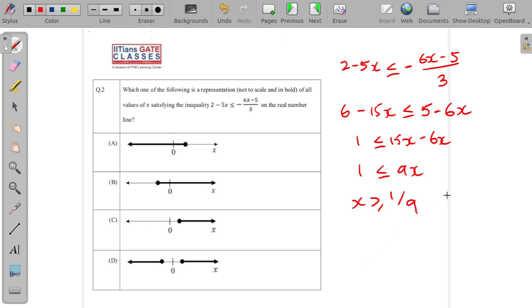So since this is positive, the dot will be on the right hand side of 0 and x is greater than that. So this option C is the correct option. Okay, if it was x less than, it would have been option A, and if it had been negative, maybe option B. Moving on to the next question.